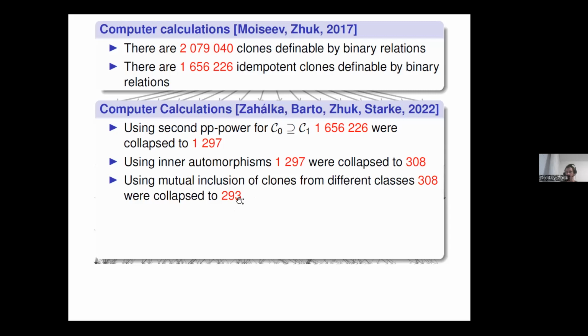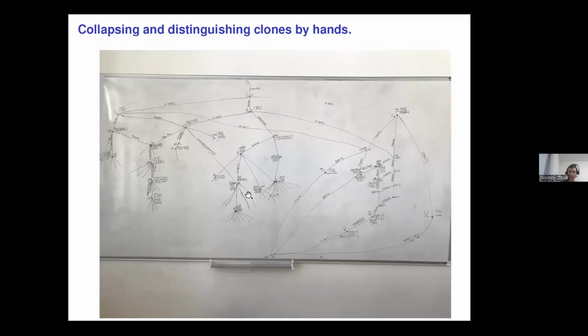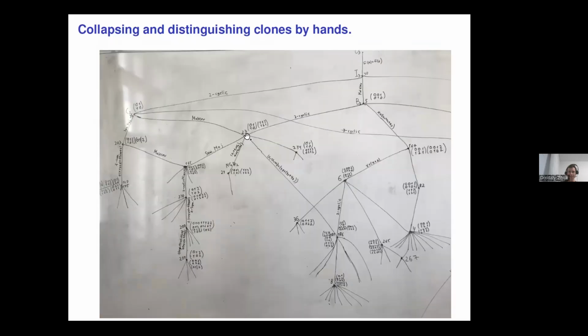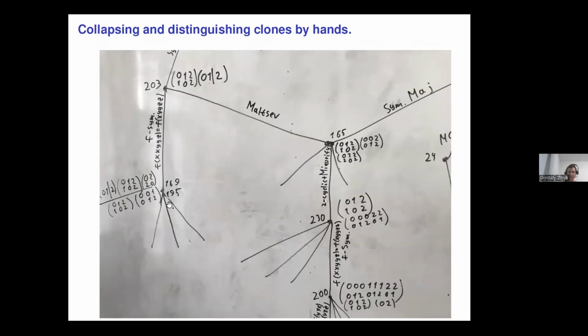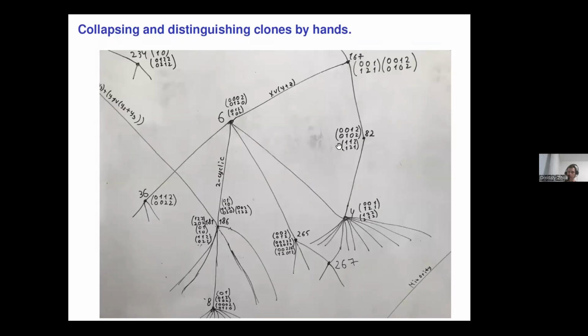And for me, this is already a small number. Like we can do this by hand. And that's what I saw. We can do this by hand. And I started to draw and to solve and to find identities. You can see that here every clone is defined by some relations, and I try to distinguish them by some identity. So altogether, we worked a lot on this.